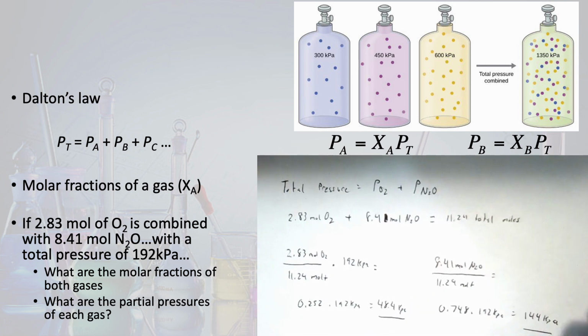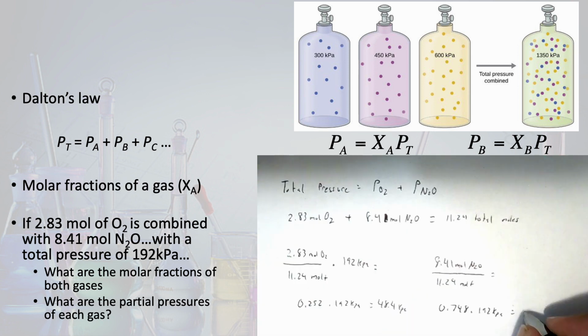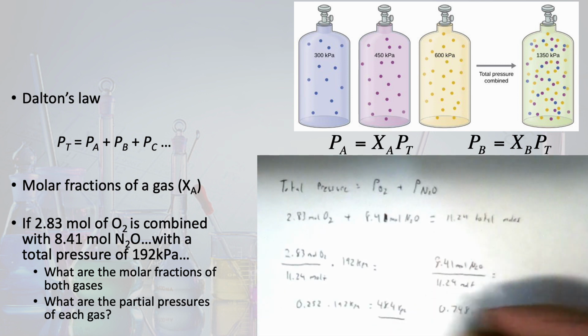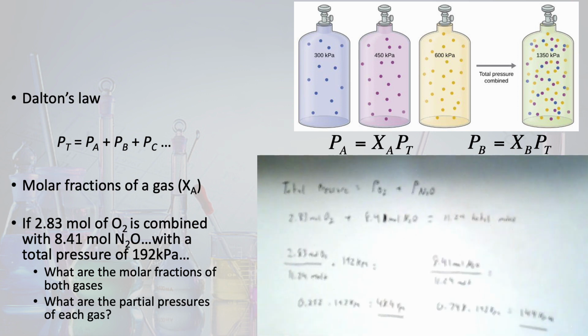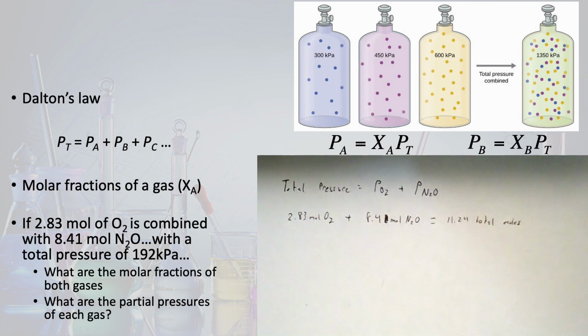If we do this for our dinitrogen oxide over here, looks like our video froze, 8.41 divided by 11.24 equals 0.748, or 74.8%. Multiply that by our total pressure, and there we have it. So we calculate our molar fractions by just dividing the number of moles of each gas by the total moles of total gases in our container, and then multiply that by our total pressure. So we know what portion of the pressure is exerted by both of our gases. Pretty straightforward.